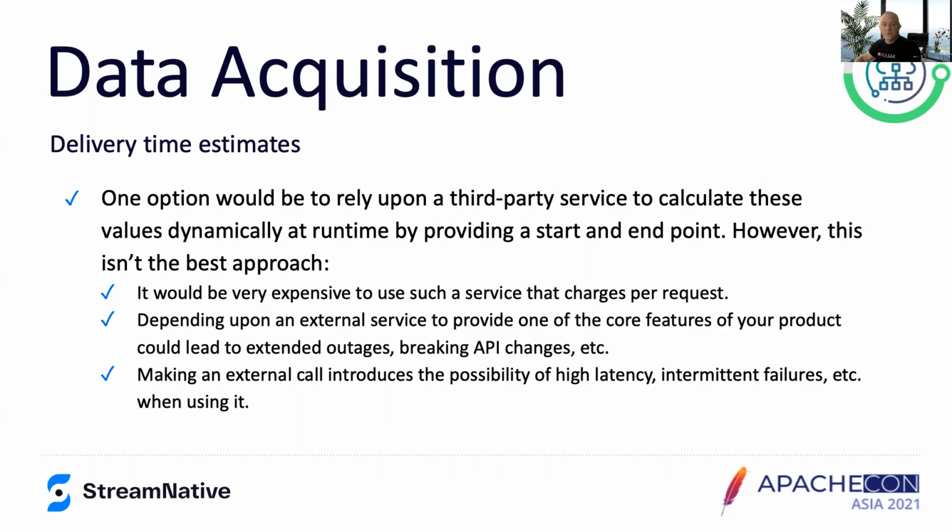Also, making that external call introduces the possibility of high latency or failures, right? So the customer places an order, clicks on the phone, and they want to get that estimate really quick. They don't want you to not be able to provide an estimate because the Google or third-party mapping API that you're using went down. So it's just another risk that we really don't want to take.